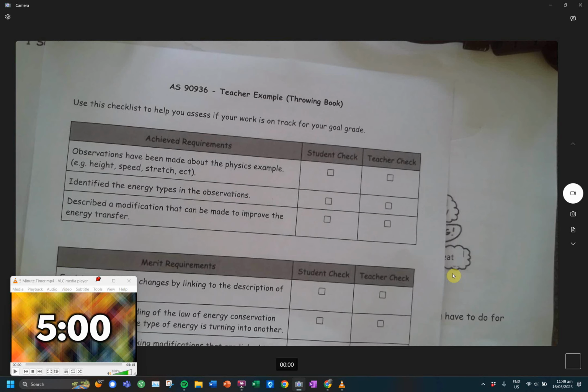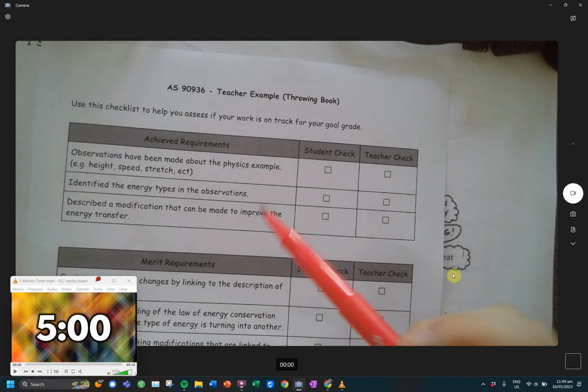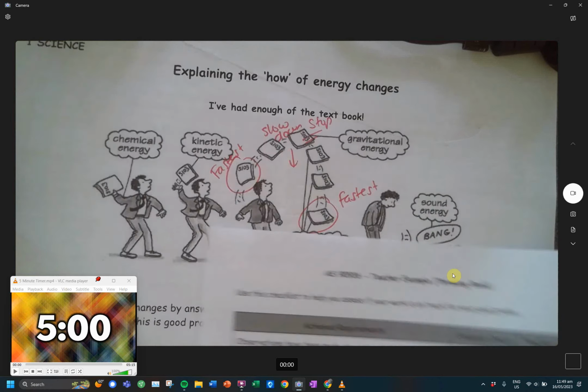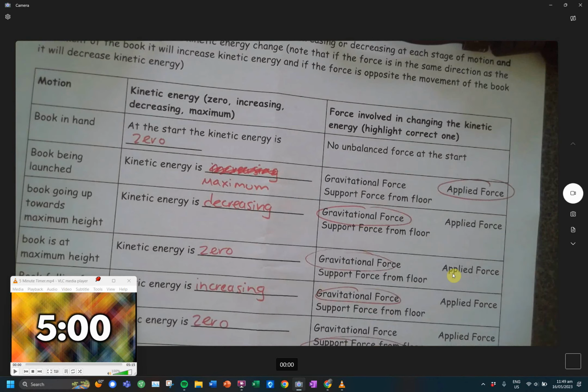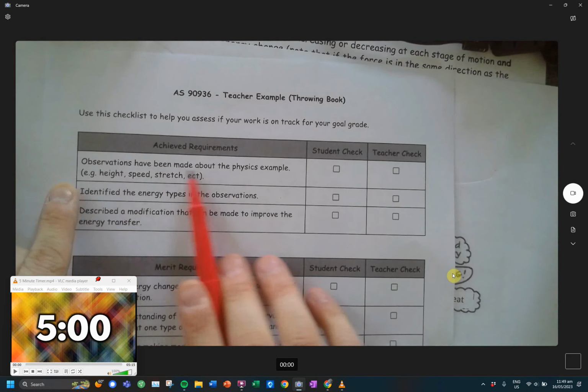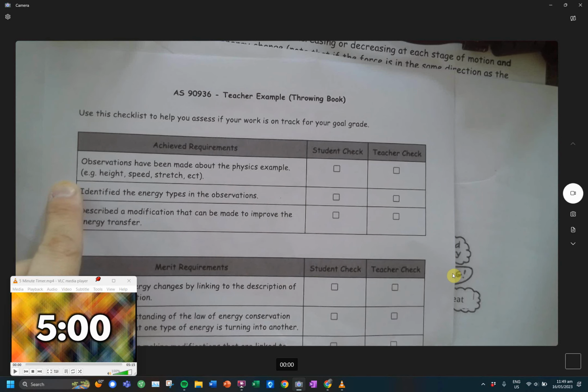So I've given you guys the checklist for the assessment so you understand what you need to do for the Achieve, Merit, and Excellence. So by filling in this sheet here, we have already gotten two-thirds of the way to the Achieved. Observations have been made about the physics example, how we made observations about what's happening with the book.